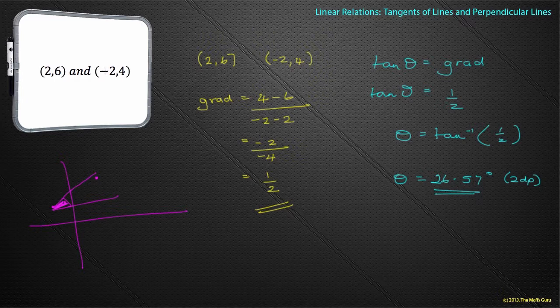So the angle these 2 points make with the positive direction of the x-axis, or this angle here, which I'm now colouring in blue, is equal to 26.57 degrees. Easy, really. Using our previous knowledge, find the gradient, make sure it's equal to tan theta, find my answer. That was pretty easy.